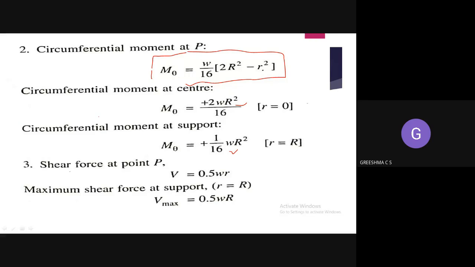Next you have to find out the shear force. Same equation, 1 by 2 WR or 0.5 WR. Maximum shear force always occurs at the supports, so you substitute r is equal to big R and you will get the maximum shear force as 0.5 WR. So that's it. This is a simple derivation. All you have to do is learn all these moments by heart.